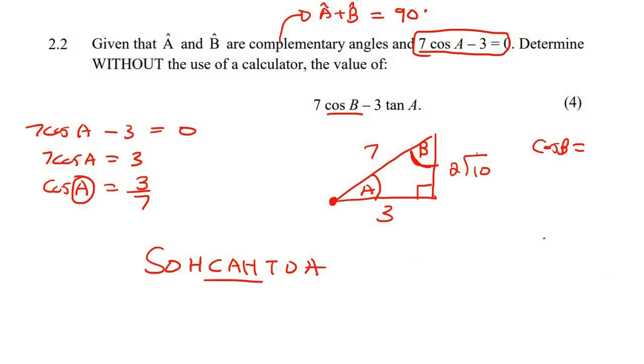So that means that this is the adjacent, and this is still the hypotenuse. Okay, so that's cos B. Then we can go work out tan A.